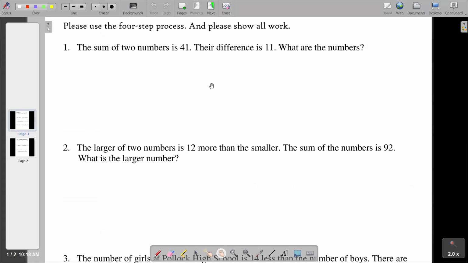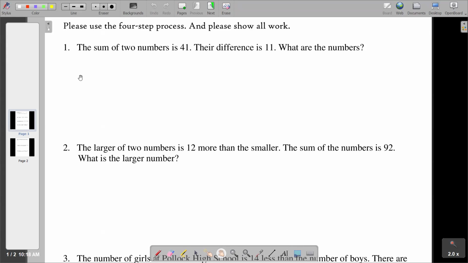And so we're going to start here with the variable declaration. I would always recommend with a problem like this, anytime we talk about a pair of numbers, like we're hunting for two numbers here, I'm guessing that one of them is going to be bigger than the other. It has to be if they have a difference. That means one minus the other equals 11.